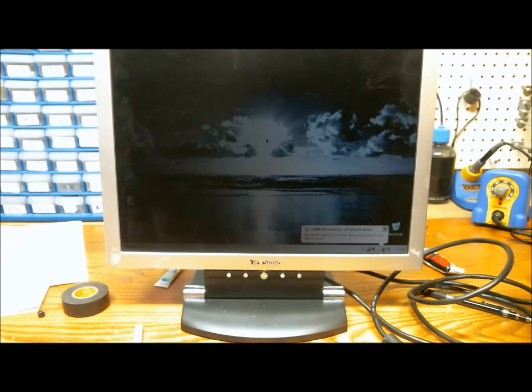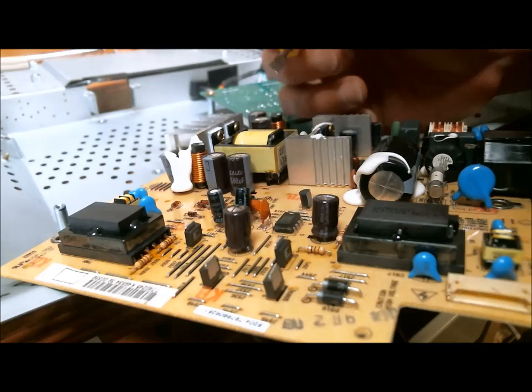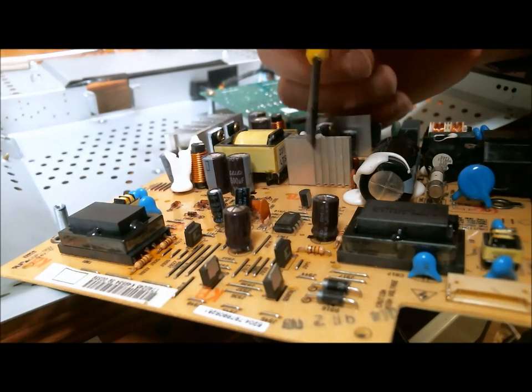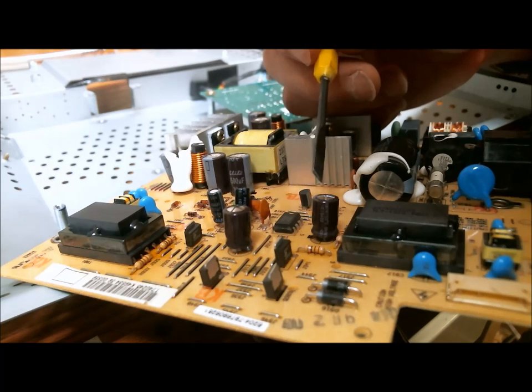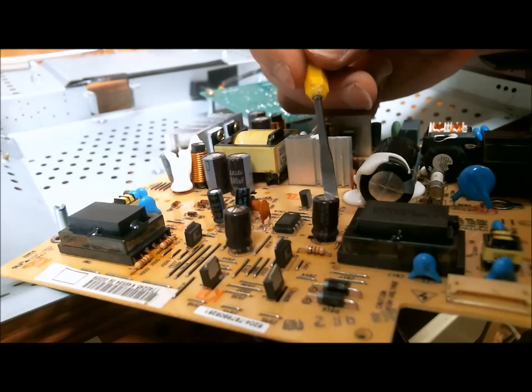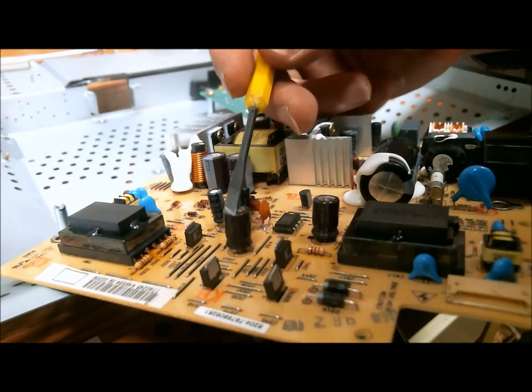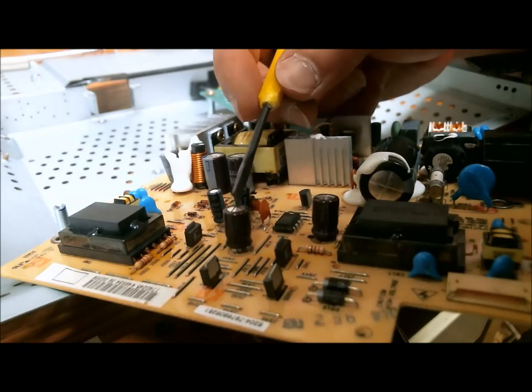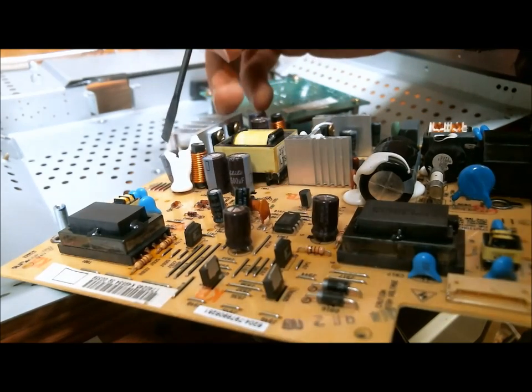All right, so I finally got this thing open. ViewSonics are apparently pretty difficult to get open, but it is possible. Anyway, this capacitor has failed. The surface at the top is convex. This one has failed, it's convex, and I can see some dried up electrolyte on the surface here. And this one also has failed.